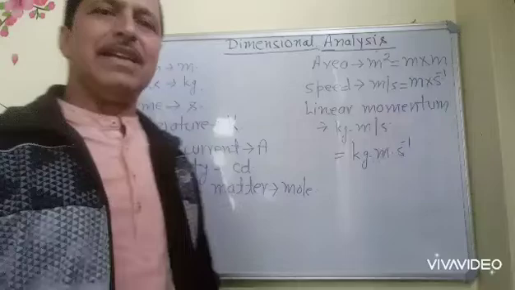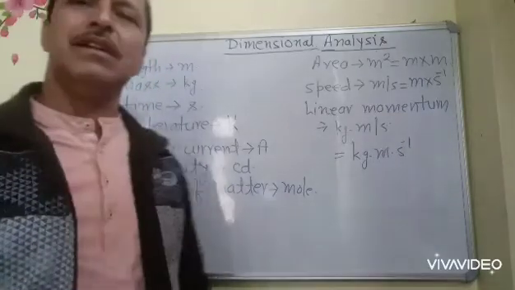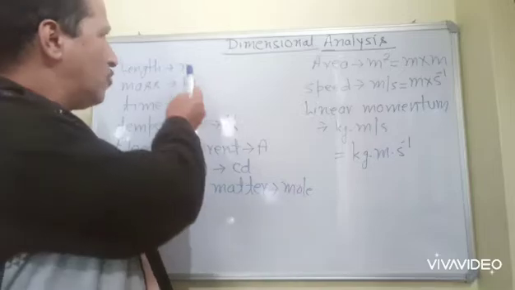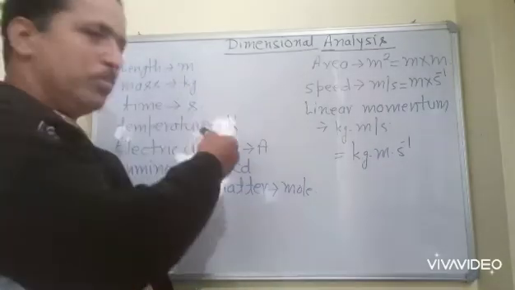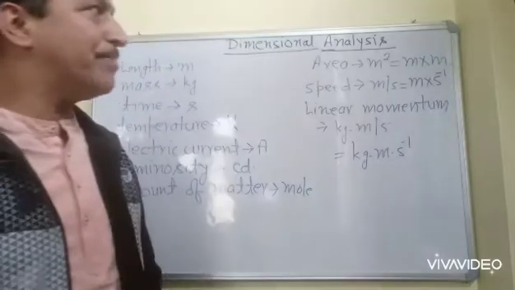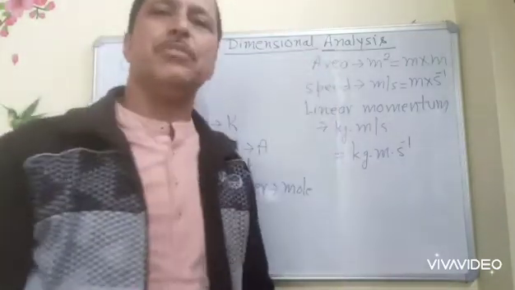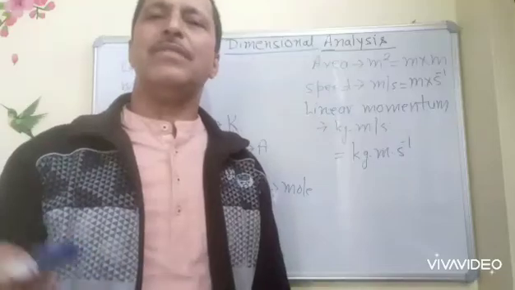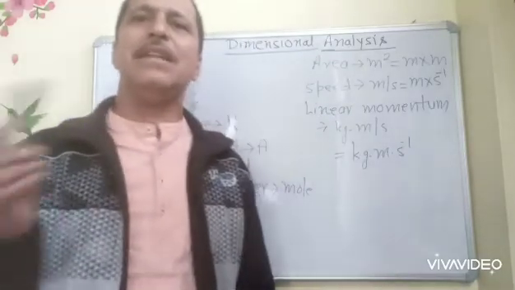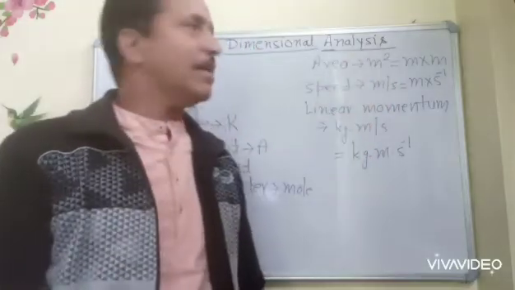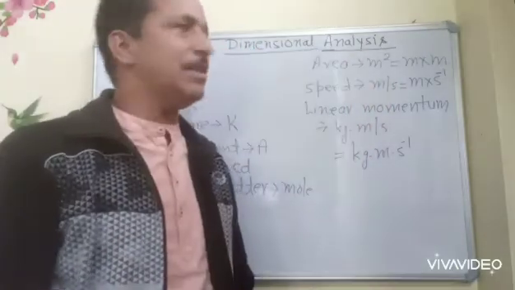All other quantities except these 7 are derived quantities because they are obtained from either one or more than one fundamental quantities. For example, area, which is the product of length and breadth, or which is the product of length and length, because breadth is another name of length, has the unit meter square. So area is a derived quantity.